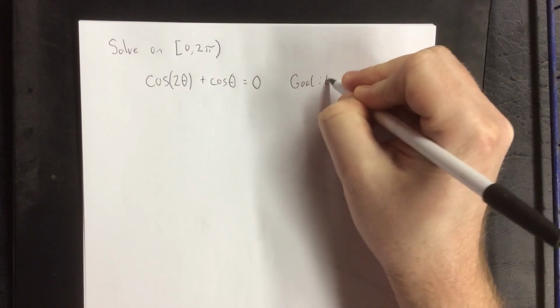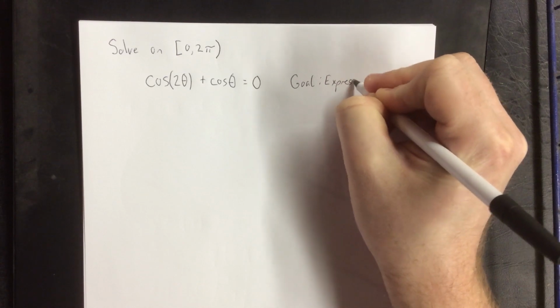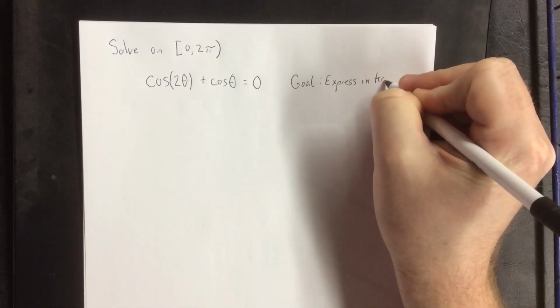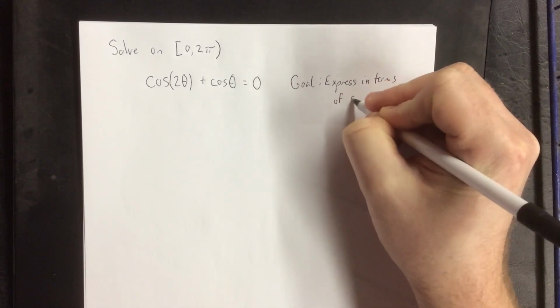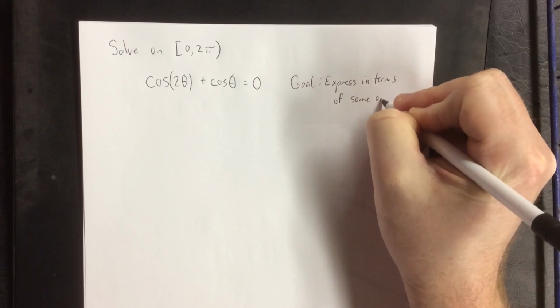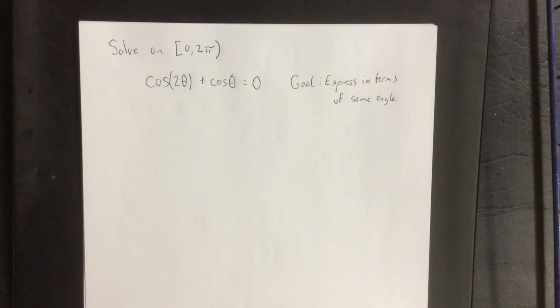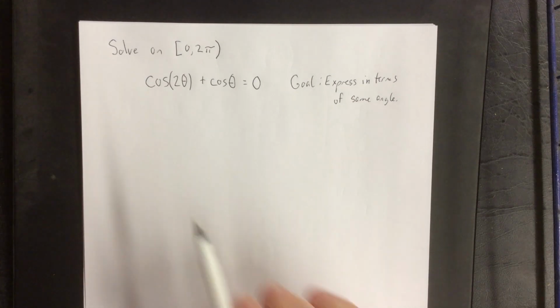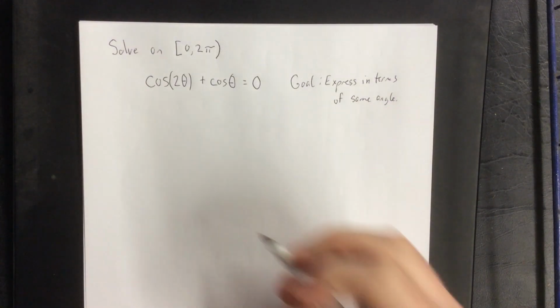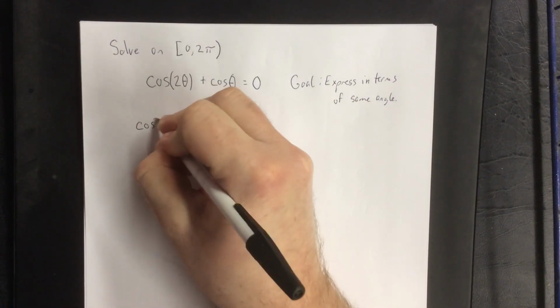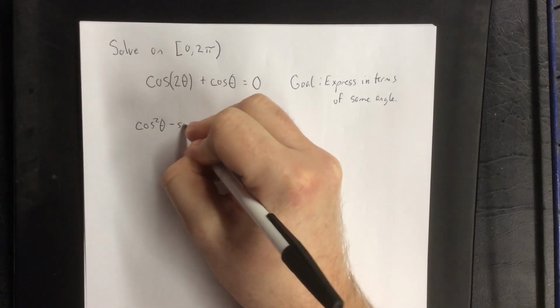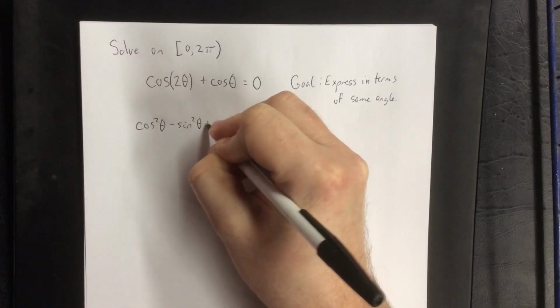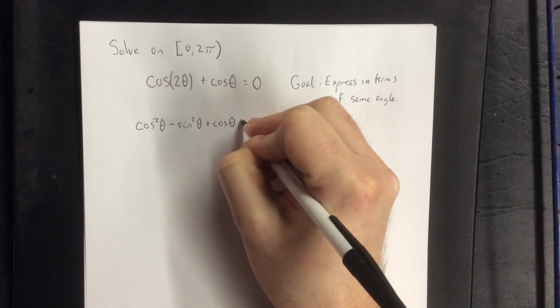So goal, express in terms of the same angle. Now with that in mind, we have three different identities for the cosine of 2 theta. One of them is the cosine squared of theta minus the sine squared of theta. And let's make use of that one.